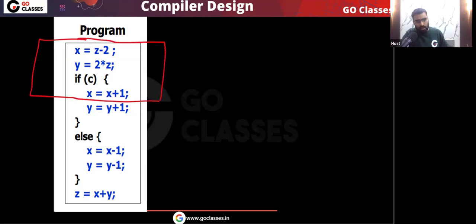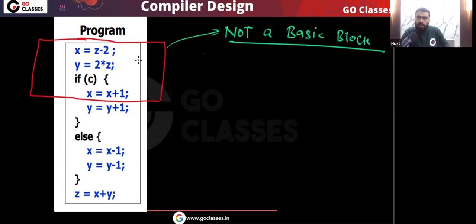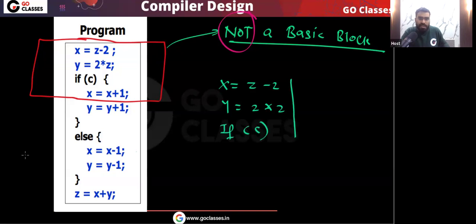Why is this not a basic block? See, after this instruction, you will execute this instruction, that is fine. After that, you will execute the next instruction, that is also fine. So far everything is fine, right?